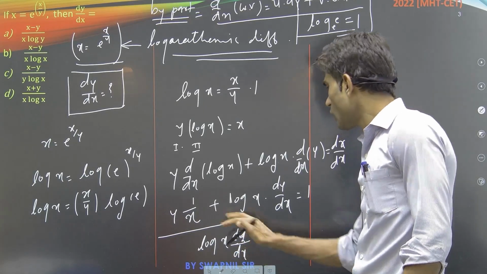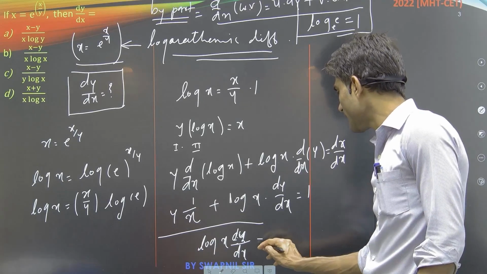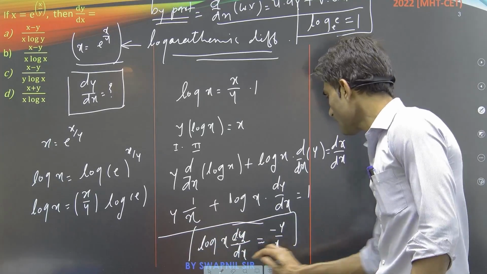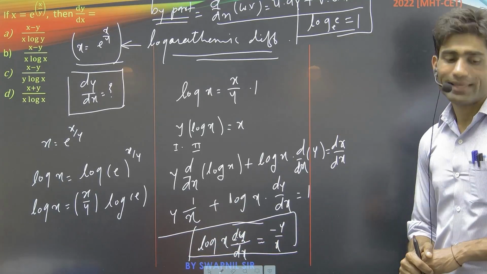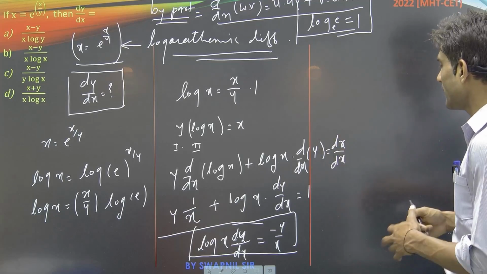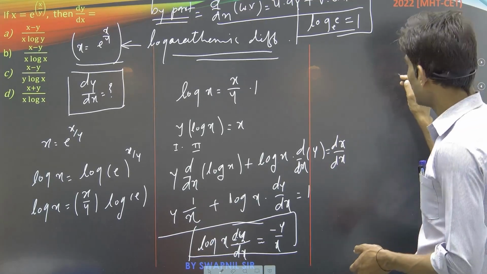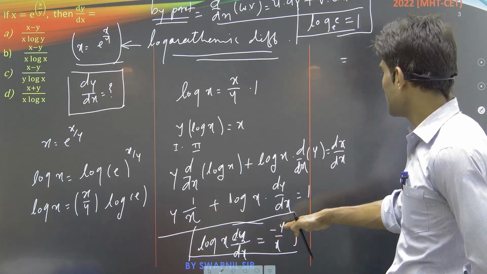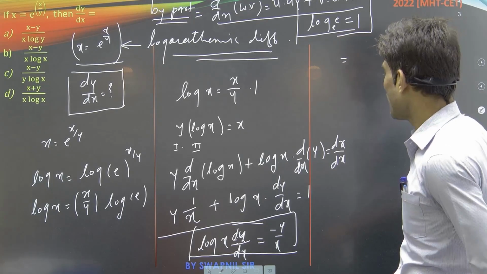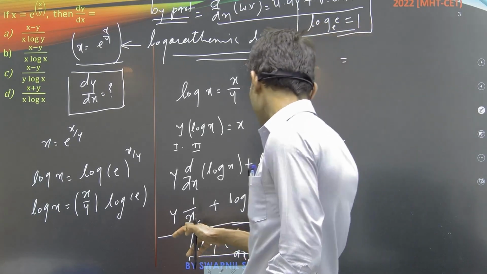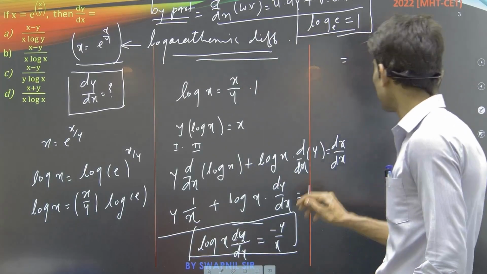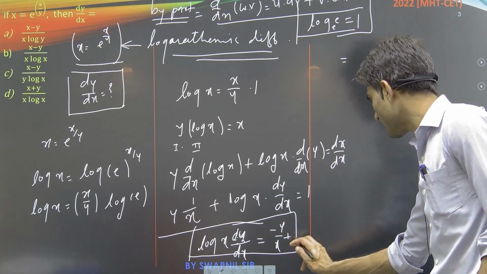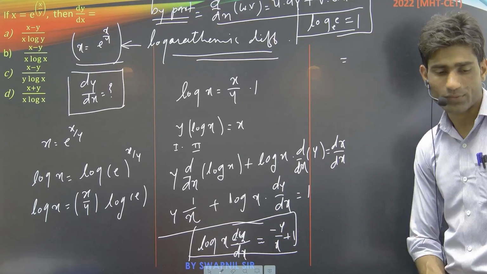Log of x into dy by dx, which is equal to minus y divided by x here. This one is our next step. So we want the dy by dx, take the remaining term to the other side. So we get the next step as minus y upon x, and here we have y upon x plus 1 remaining. Y upon x plus 1, this one here is 1.